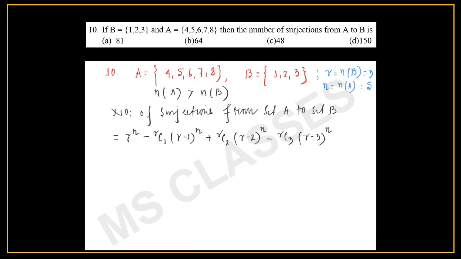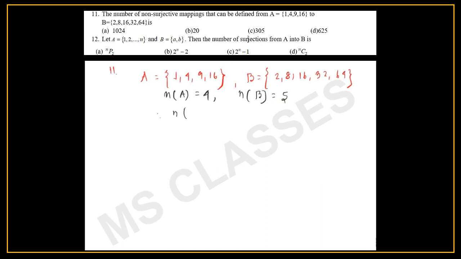So now we'll substitute the values to get the result. 3 to the power of 5 minus 3C1 (3 minus 1) to the power of 5 plus 3C2 (3 minus 2) to the power of 5. The next one, no need to write because 3 minus 3 is 0. So this is what we get as the number of surjections. If we calculate, we get 150.